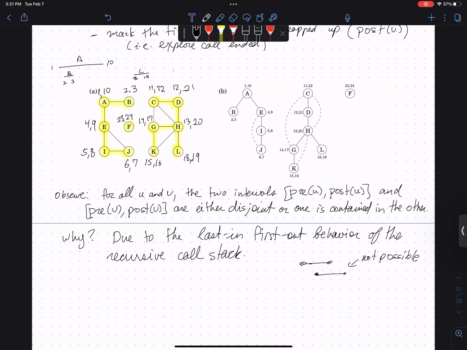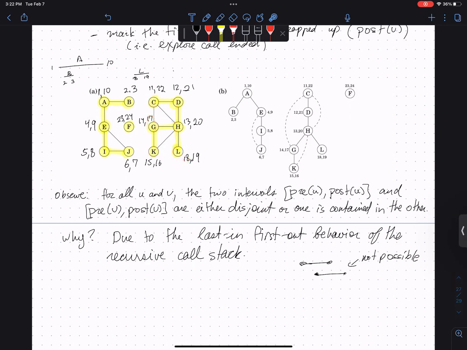Okay, yeah. I didn't jump from 17 on G to 18 on L. Good. If you remember, we were exploring from C, we went down this, we are done with K, we came up done with G, so that's time 17. Then we go to H. At H, we still have another neighbor we need to visit. And that's when we visit L. And so we discover L at time 18. That's how it went from 17 on G to 18 on L.